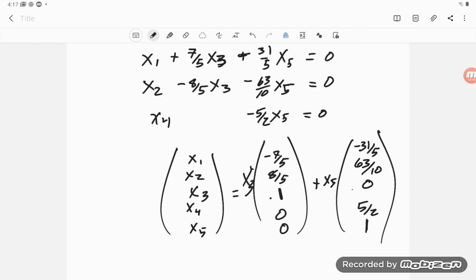But there we go. So we've got a few different videos that look at this in different ways to try to get at it. But there is more about null space and basis vectors.